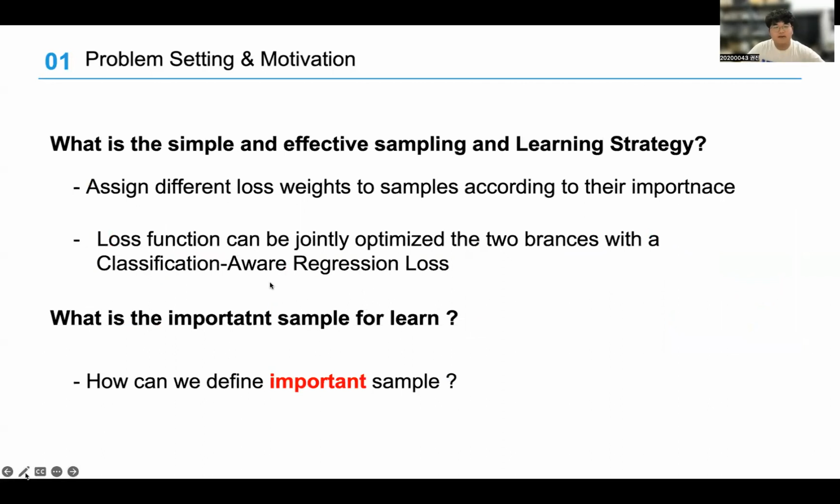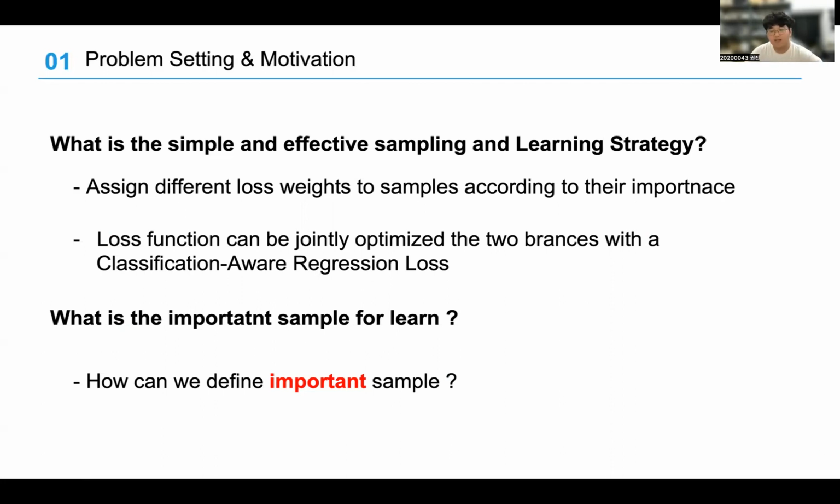In this paper, two main questions or motivations exist. First, what is a simple and effective sampling and learning strategy? The answer to this question in this paper is two things, and these two are the main key ideas of this paper. First, assign different loss weights to samples according to their importance. Second, the loss function can jointly optimize the two branches, the classification and regression loss.